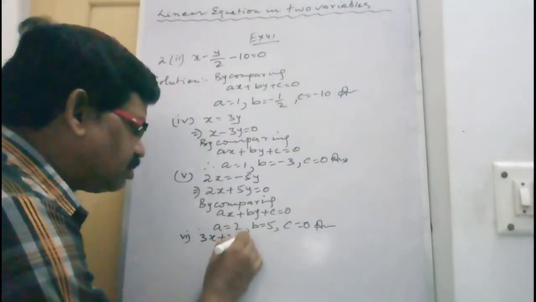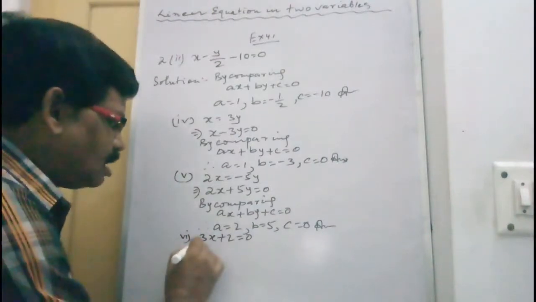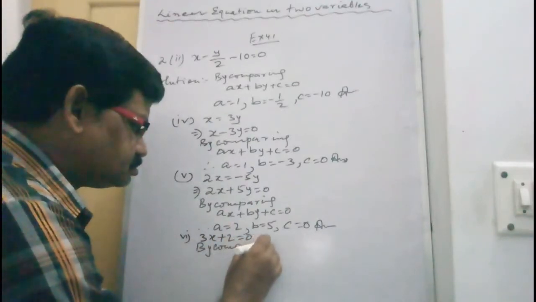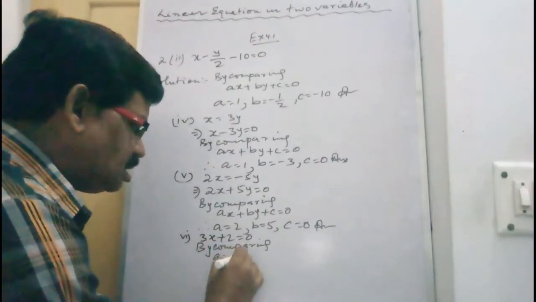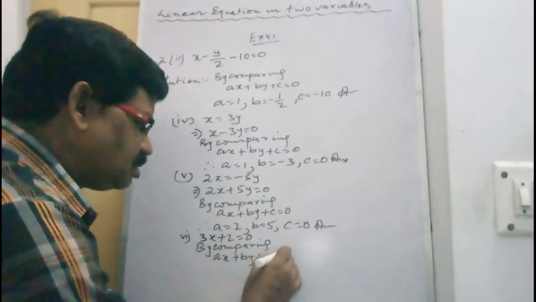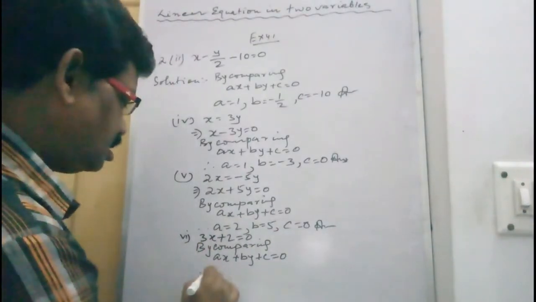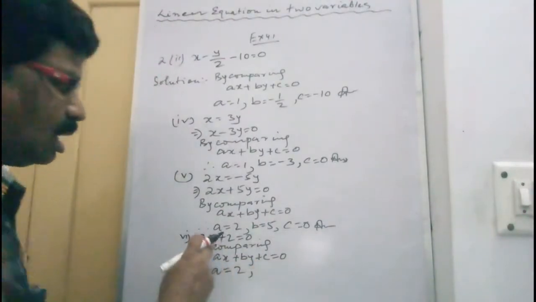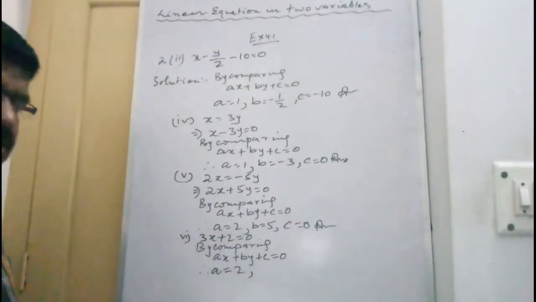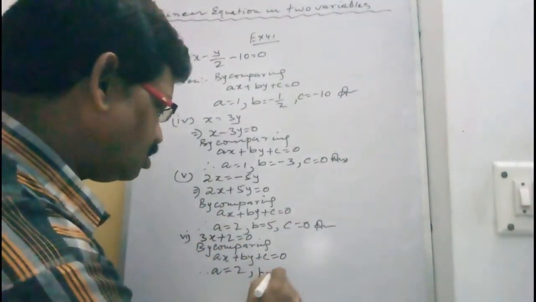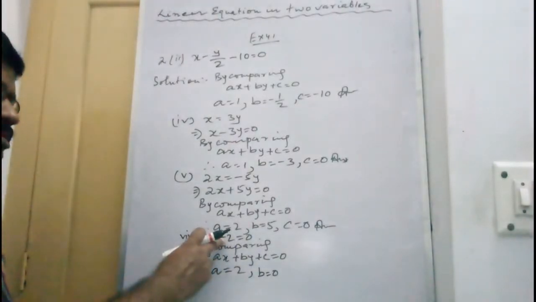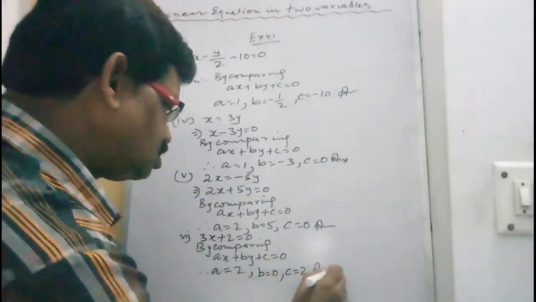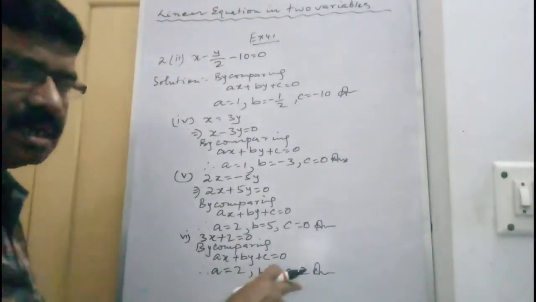3x plus 2 equal to 0. So by comparing with ax plus by plus c equal to 0, so a equal to 3. The y variable is not present, so b equal to 0, and that is the constant term c, so c equal to 2. So these are the values of a, b and c.